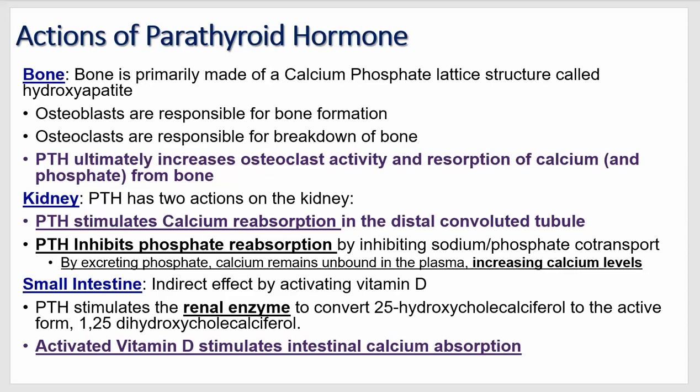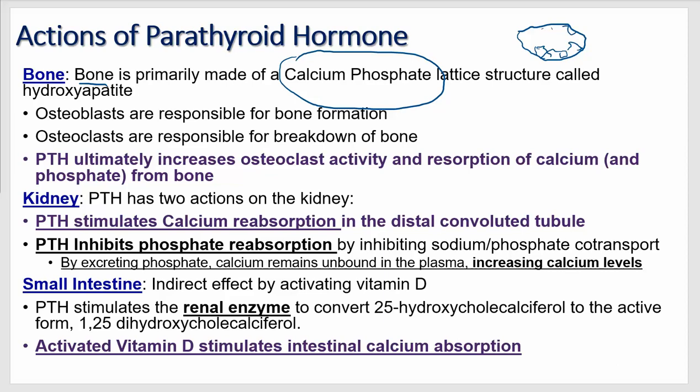Let's see. Okay, so in the bone, gosh, I think I'm rushing. Bone is primarily made of calcium phosphate lattice structure called hydroxyapatite. So it's calcium phosphate, so calcium bound to phosphate. And this is what makes up the bony matrix, okay? So that's what makes bone, okay?